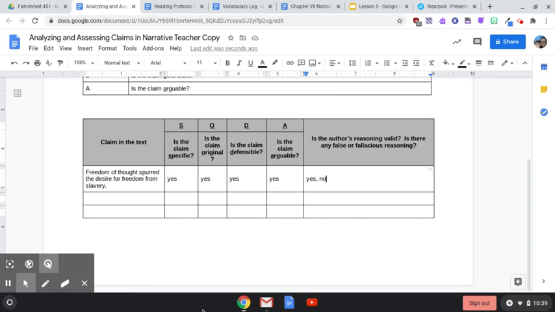So now I want you to go ahead and copy this first row and then go back and work with the other two claims and supporting evidence that you found to complete the second row and the third row. I'm going to give you about 4 minutes to complete the remaining 2 rows.